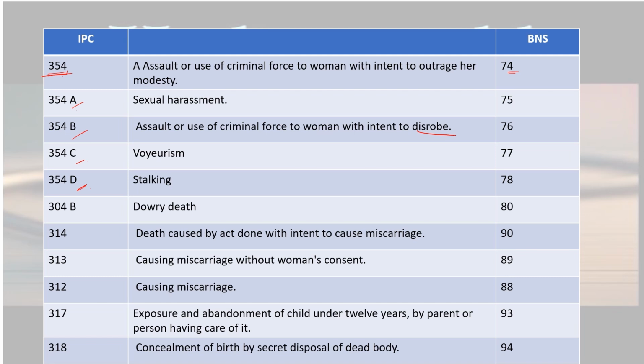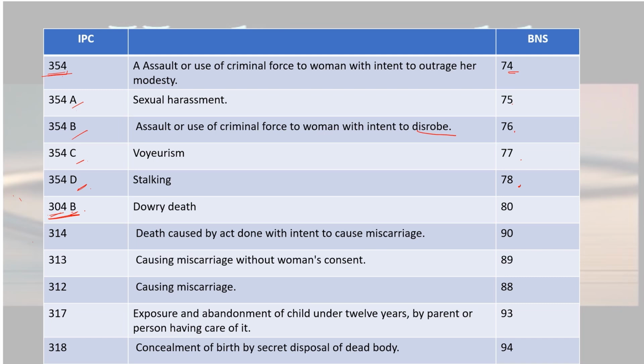D is Dawn. Dawn, what does he or she do? Stalking. Okay. How do we learn it? 74 done. 75, 76, 77, 78. Now 304B was dowry death. We all learned B stands for bride, and 300 was murder. So in that sequence only, 304B was dowry death.